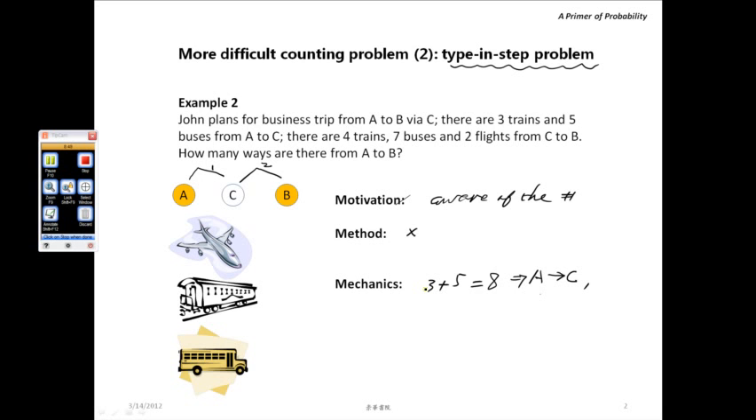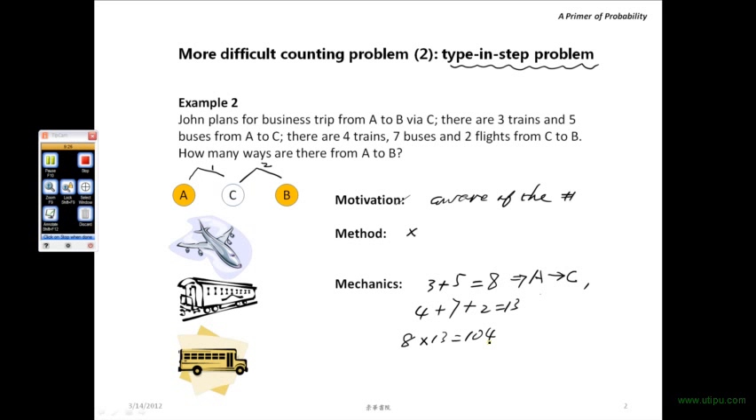And for step 2 together, there are 4 plus 7 plus 2 equals 13 different ways. In total, John has 18 times 13 equals 104 different ways from A to B. This answers the original questions.